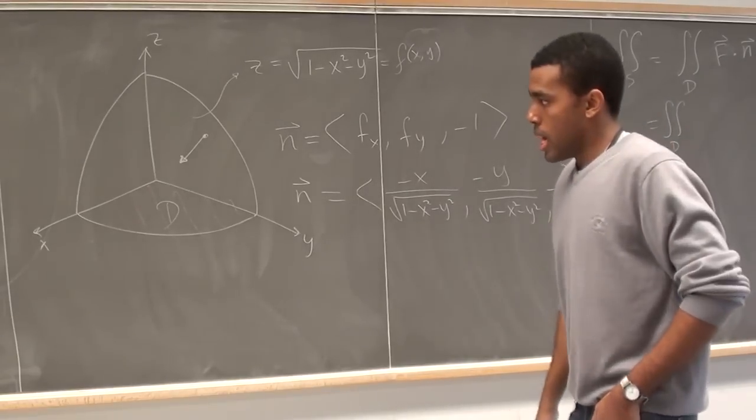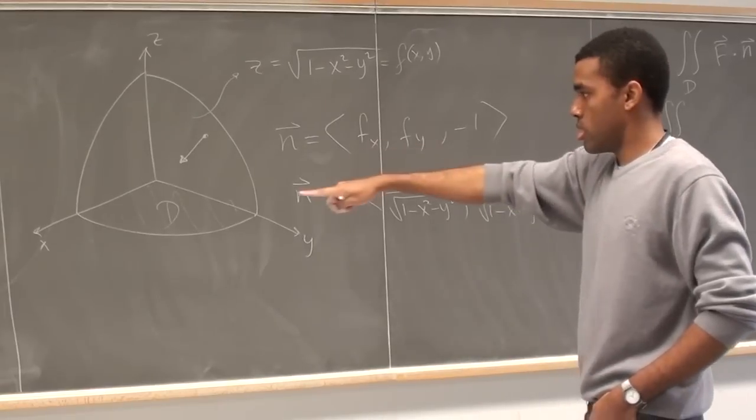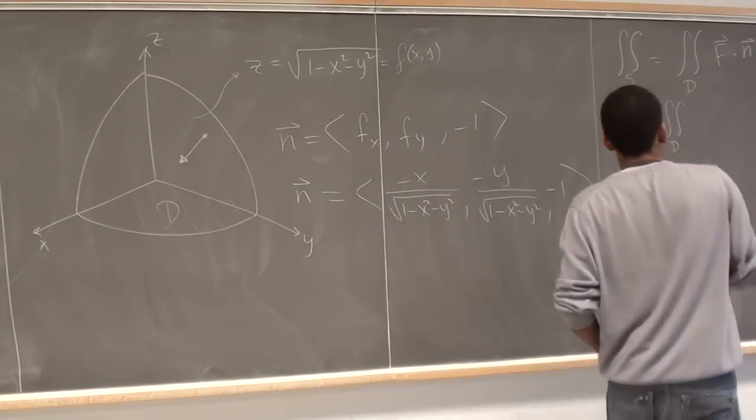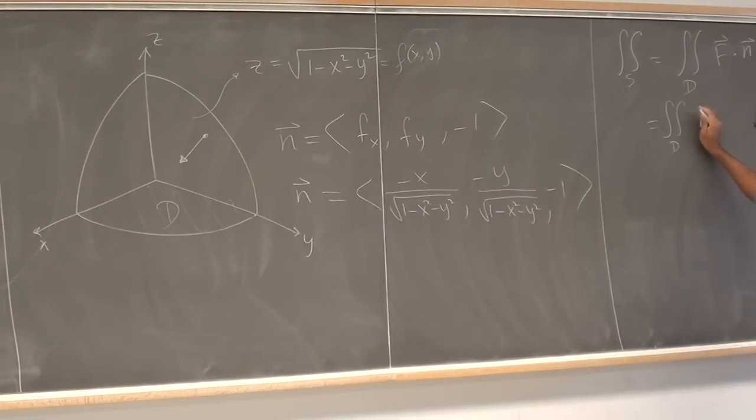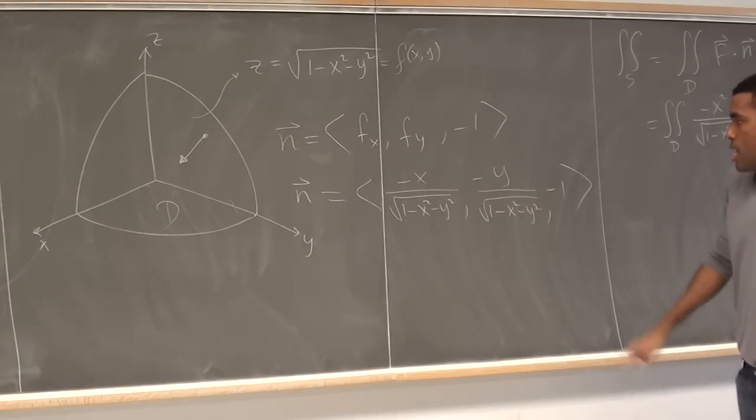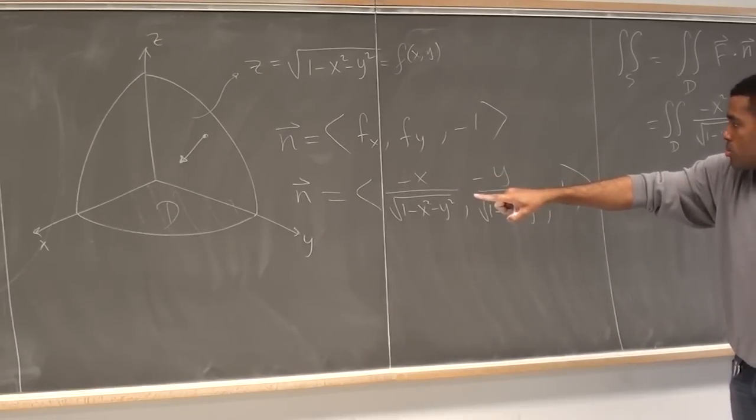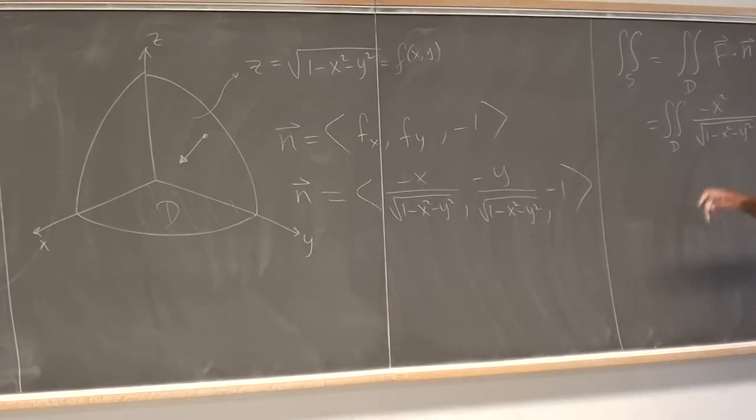So now I did this guy. This problem would be much nicer if the y was in the y coordinate, but I did this on purpose, so now I'm going to pay the price for it. If you dot product with that, you get minus x squared over this. And this would dot with 0, and then this would dot with y, so it's minus y.